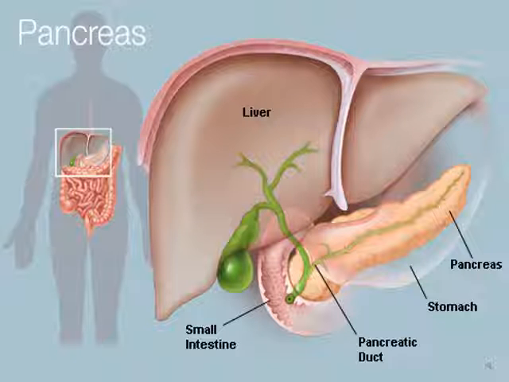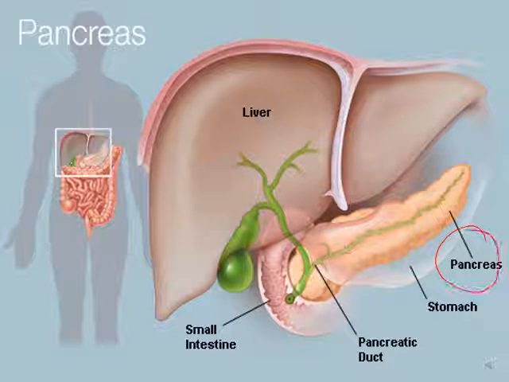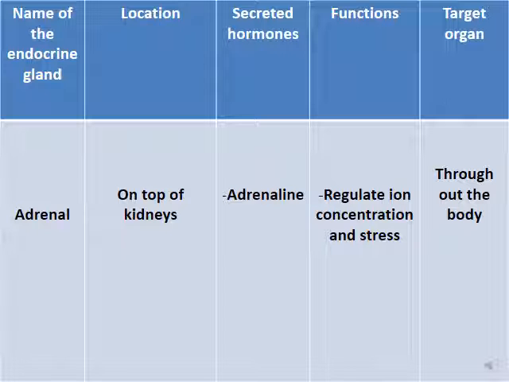So the pancreas, as I said, is found in the abdomen region, below the stomach, and this is the pancreas. Now to the other gland, the adrenal glands. The adrenal glands are found on the top of the kidneys. They secrete a special hormone, adrenaline. This adrenaline has an important role. It regulates the ionic concentration and regulates the stress level, where it works throughout the whole body.